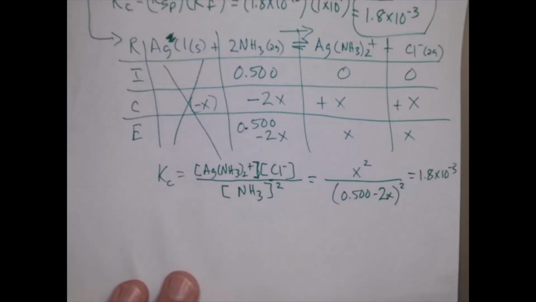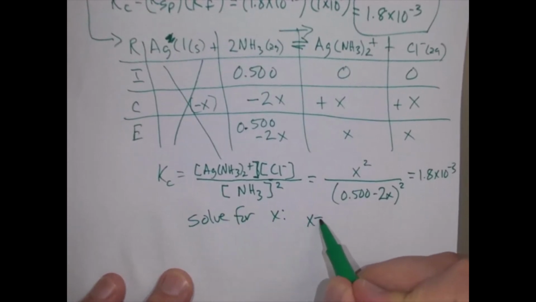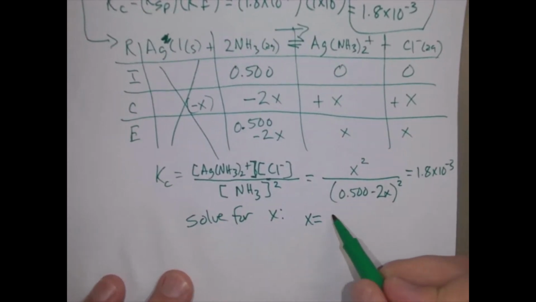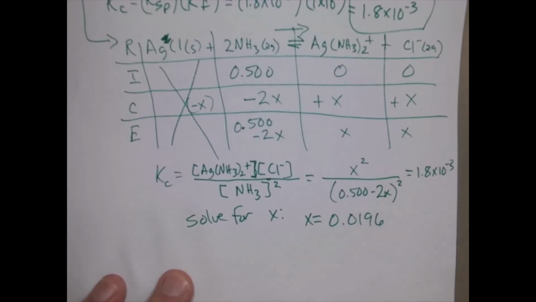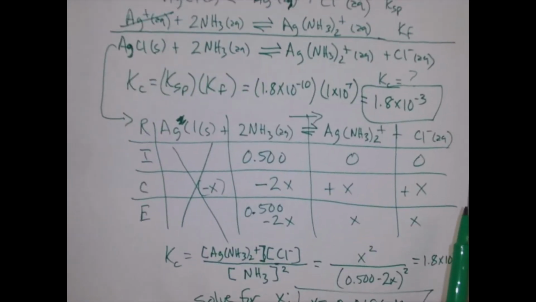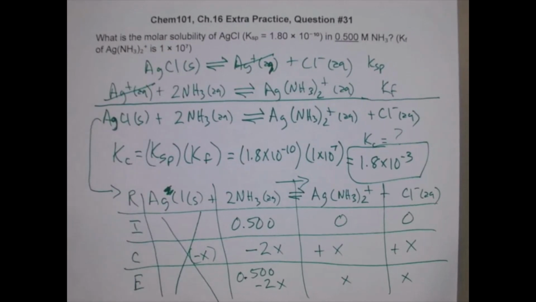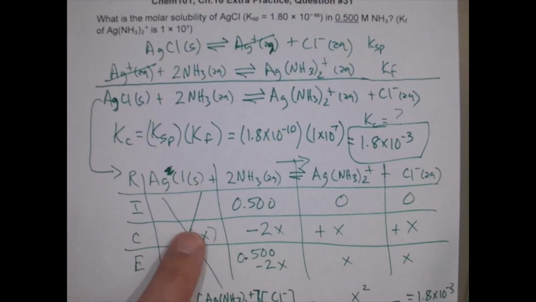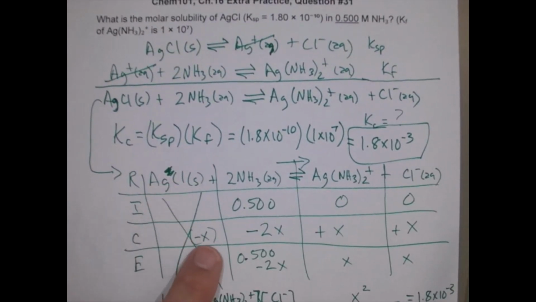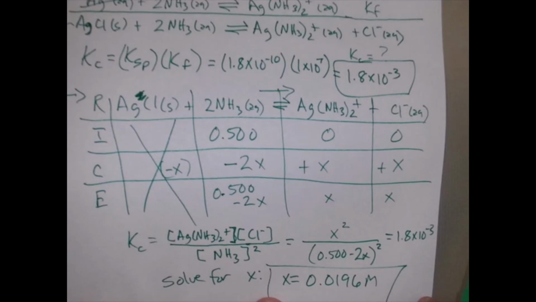Then you just tell your calculator to solve for x, and if you do, you get that x is equal to 0.0196. That is going to be the solubility. That answers the question, because if you go back up to what the question says, it asks, what is the molar solubility of silver chloride? Look down at our RICE table. X is the amount of silver chloride that goes into solution. That's what that minus X represents. So if I solve for X, then I've also determined the molar solubility. So I've answered the question.